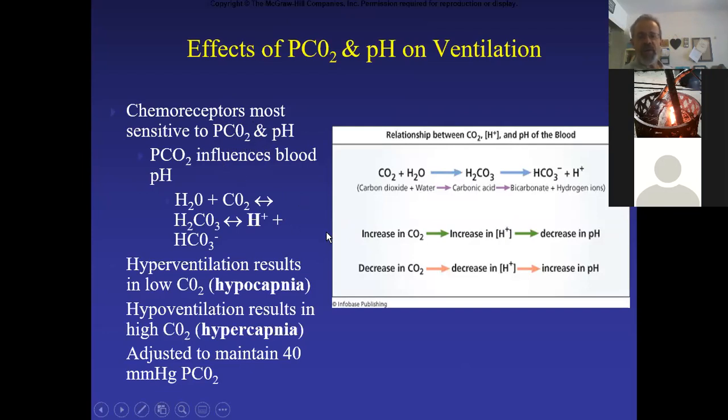And of course, if you remember, high levels of CO2 increases the formation of carbonic acid, remember that? Which increases hydrogen ions, which will decrease pH. If CO2 levels get too low, this will result in a decrease in hydrogen ions, which will increase pH. The term used to describe an increase in CO2 is hypercapnia. Hypercapnia means high levels of CO2. Hypocapnia means low levels of CO2.